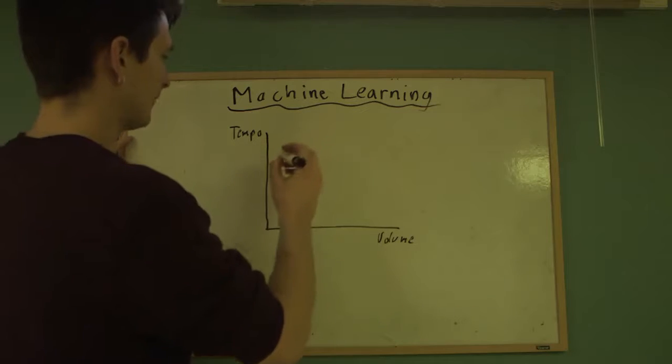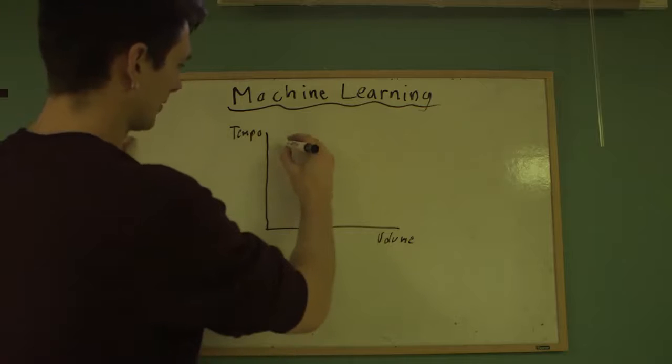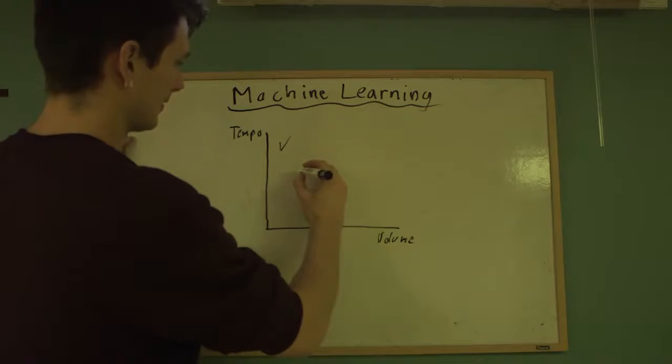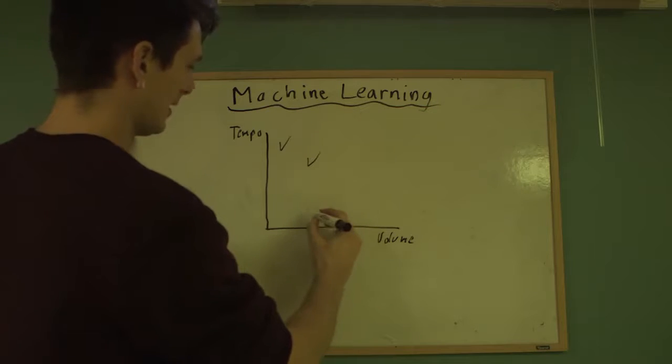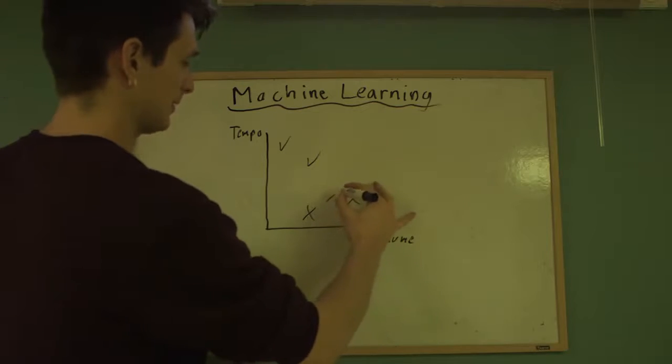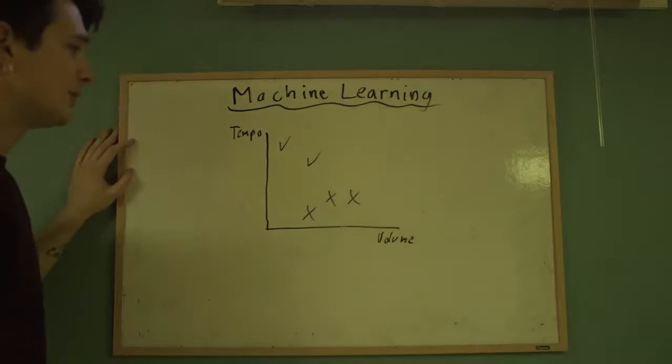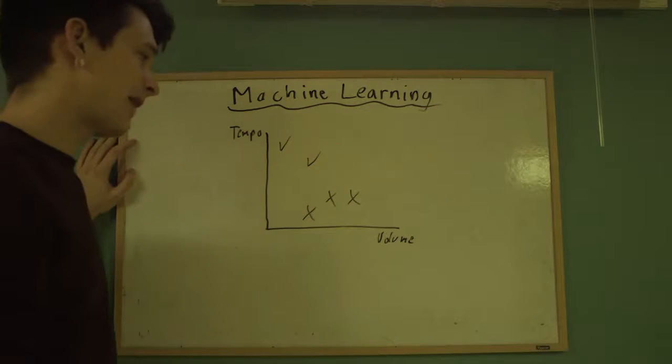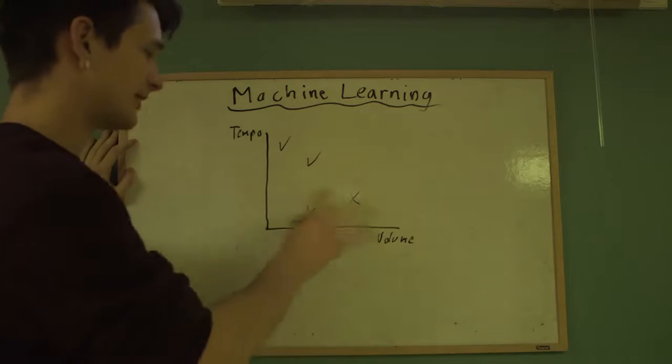So let's say, for example, I liked a song that was here. I liked a song that was here. I didn't like a song that was here. I didn't like a song that was here. And I didn't like a song that was there. So now we have our data. This is our information. It's very simple.